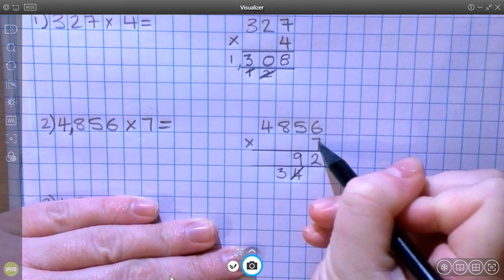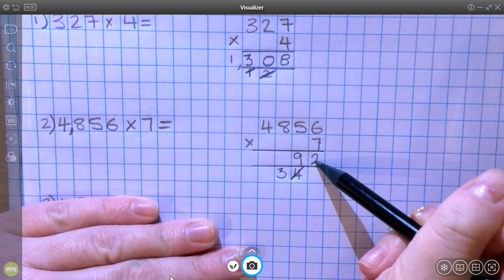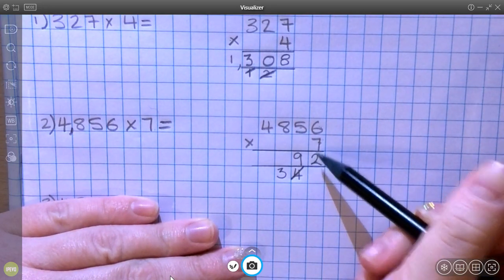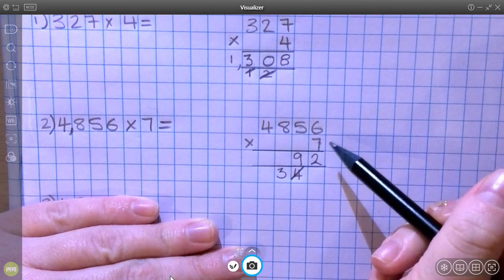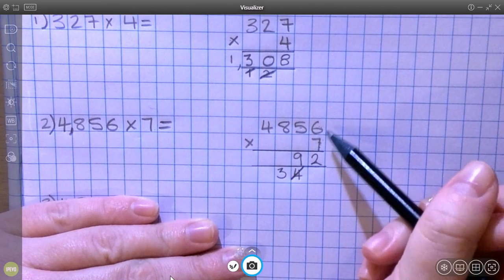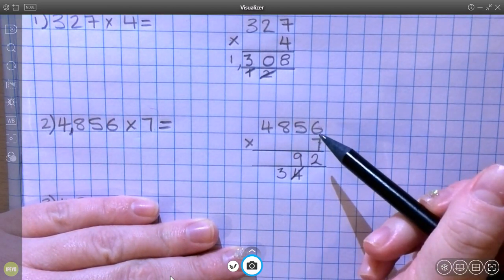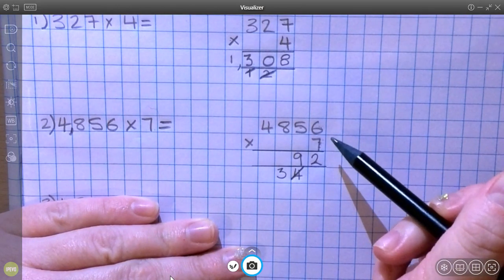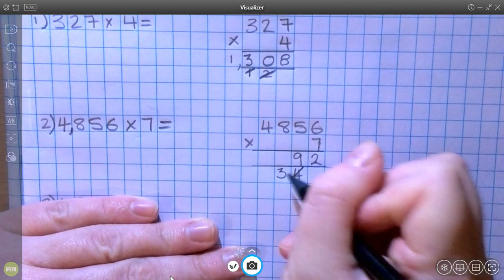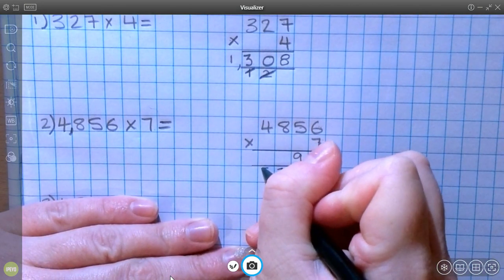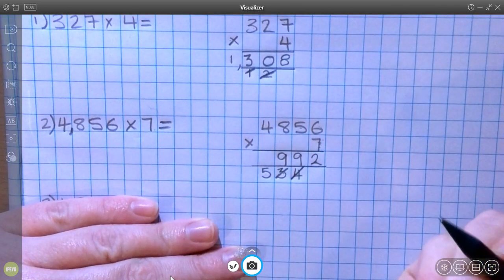8 times 7. So I know 6 times 7 is 42. So 7 times 7 is 49. And 8 times 7 is 56. I can also remember my rhyme of 5, 6, 7, 8: 56 is 7 times 8. Sorry, I nearly said that the wrong way round then. So 8 times 7 is 56. Add the 3 is 59. Regroup the 50, put in the 9, cross out the 3.